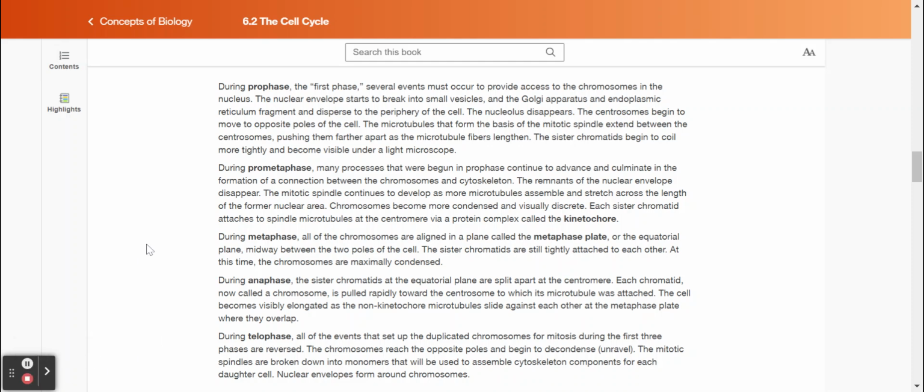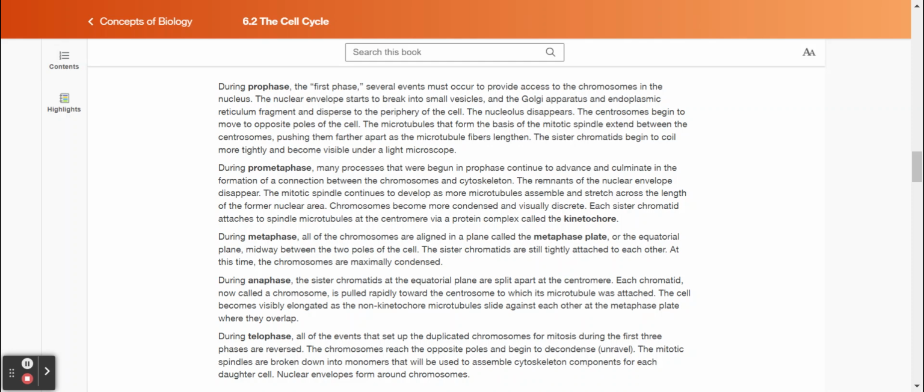During metaphase, all of the chromosomes are aligned in a plane called the metaphase plate, or the equatorial plane, midway between the 2 poles of the cell. The sister chromatids are still tightly attached to each other. At this time, the chromosomes are maximally condensed.